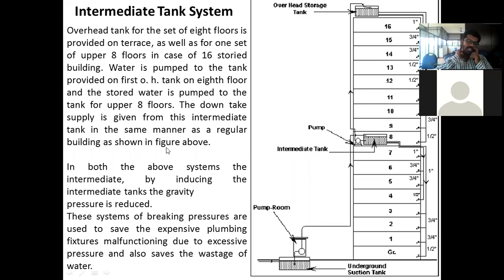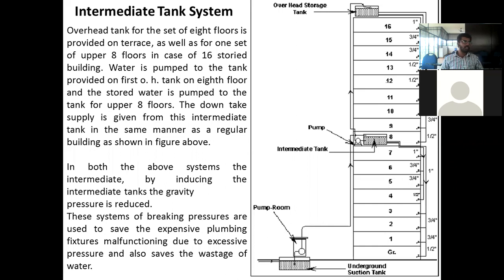So why are we using this type of system? Otherwise, what happens? It will damage very expensive plumbing fixtures, and because of the high pressure, there is a chance of leakage. There's a chance of leakage, and lots of water can be lost, and the maintenance and all those things again have an additional charge. So these are the 3 things which come in a high-rise building.